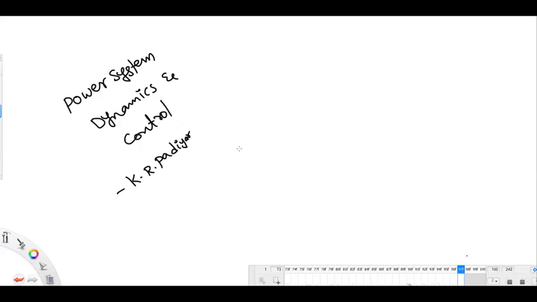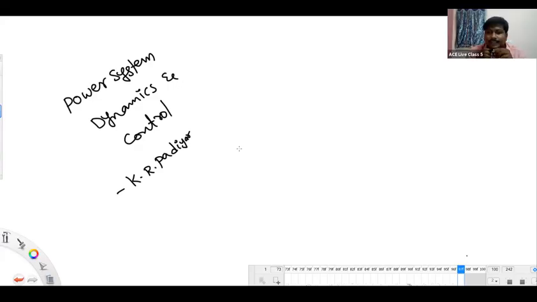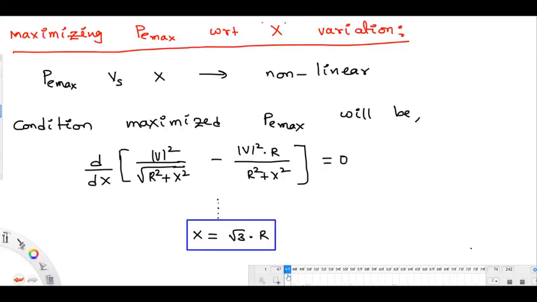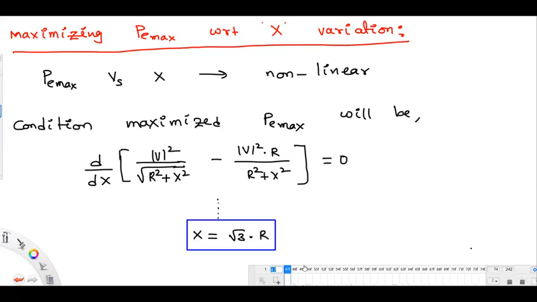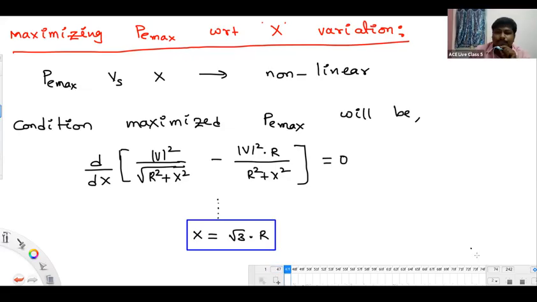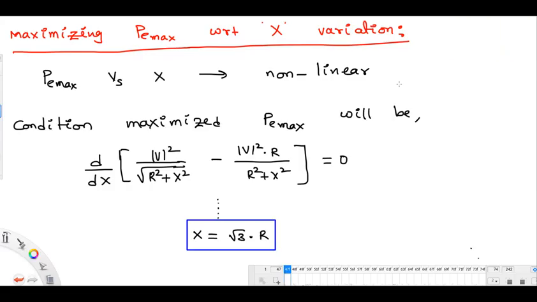Sir, in 45, please come, sir. 47. 47. Yes, sir. Page number 47, you are saying? Yes, sir. Okay. Sir, in this, how can we conclude that it is non-linear? P max. In the denominator we have x squared, right? Yes, sir. It will be non-linear only. If you draw P max with respect to x, it will be non-linear only. Okay, sir. Clear now? Thank you, sir. That's it? No, sir. Yes, sir.